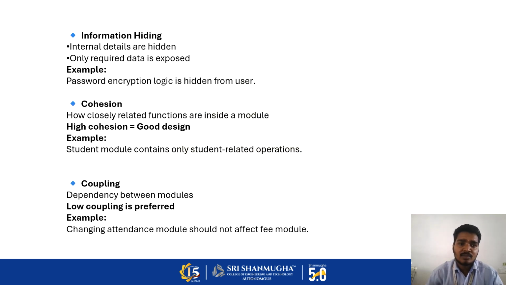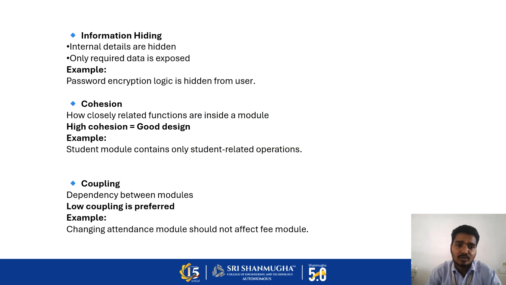Next we see information hiding. Internal details are hidden and only required data is exposed. Example, password encryption logic. If you enter a password on other social media or websites, it is hidden from the user also. Next we see cohesion.